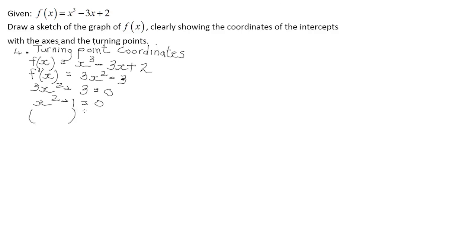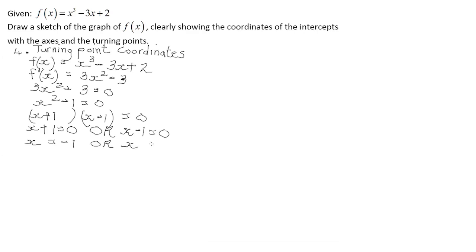Now I'm going to factorize and find my x value. x plus 1 and x minus 1, a difference between two squares. Therefore, by the zero product rule, x plus 1 is equal to 0, or x minus 1 is equal to 0. It means that x is equal to negative 1, or x is equal to positive 1.